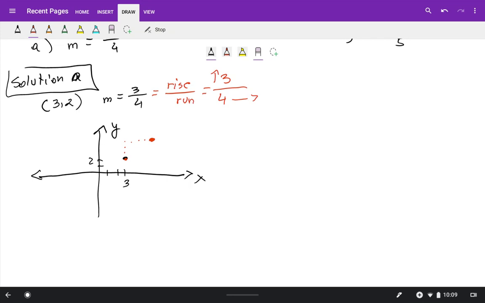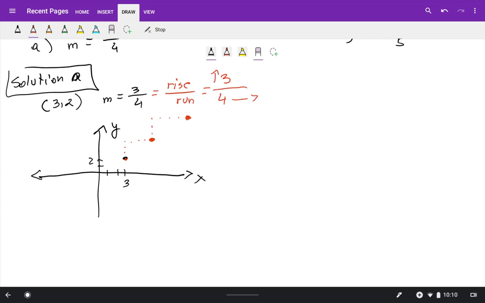And then you can continue. From this point, I'm going to rise 3 units, 1, 2, 3. And then I'm going to run 4 units, 1, 2, 3, 4. So rise represents the change in y, run represents the change in x.